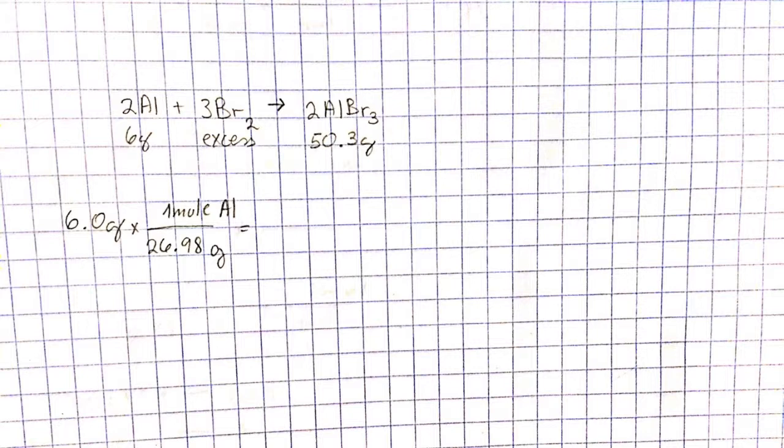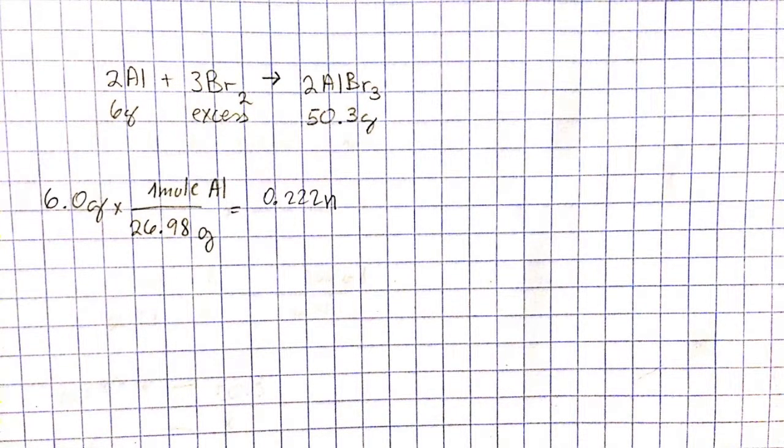Now, in the second problem, we know that 6 grams of aluminum will help create a theoretical amount of aluminum bromide. However, we are only given the actual yield created in the laboratory, which is 50.3 grams. So first, we need to find the number of moles in 6 grams of aluminum. We determine it to be 0.22 moles of aluminum, and now we know that this many moles will make the theoretical yield of aluminum bromide.